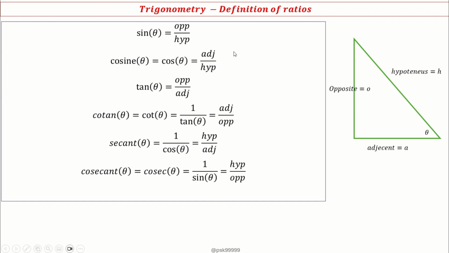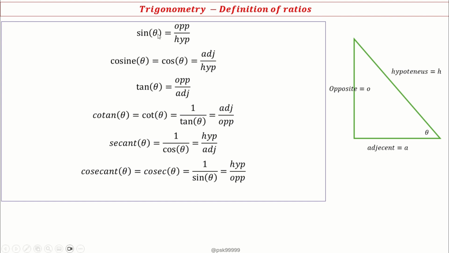So any formula with respect to these three, if you remember, then you can easily apply it to other things also. There is nothing special you have to remember or learn. By practice they will come. I mean, you will remember them easily.